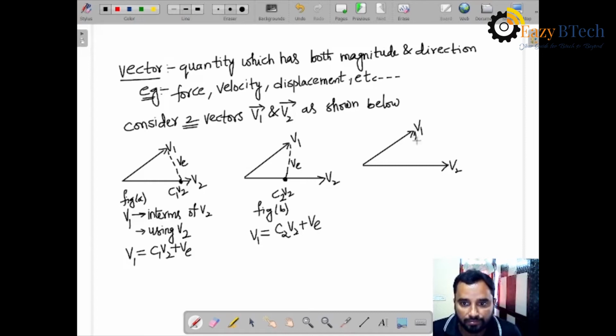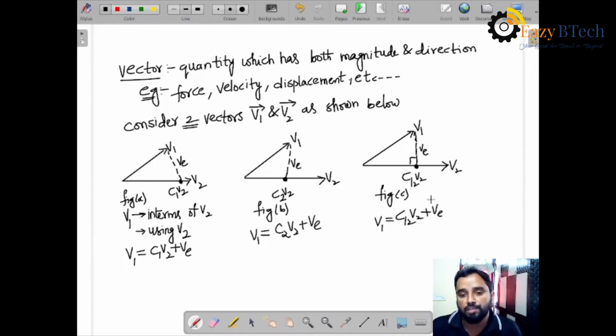And in the third case, I am again drawing a dotted line from the end of V1 to V2. This is a perpendicular line in the third case. This is V. I am just drawing a perpendicular from V1 to V2. Now this point I am taking as C1 V2. From figure C, the third figure, V1 equals C1 V2 plus V error.